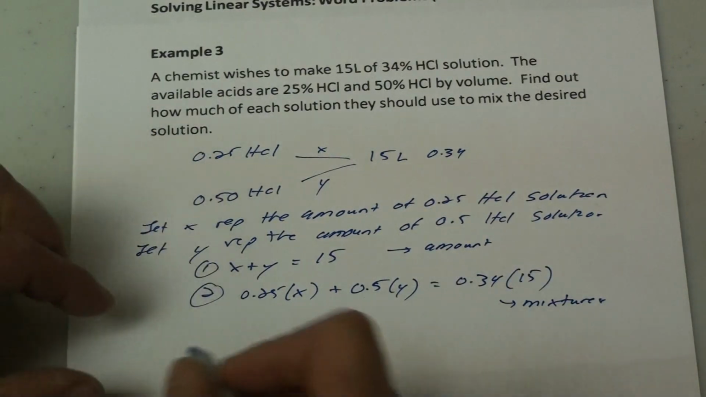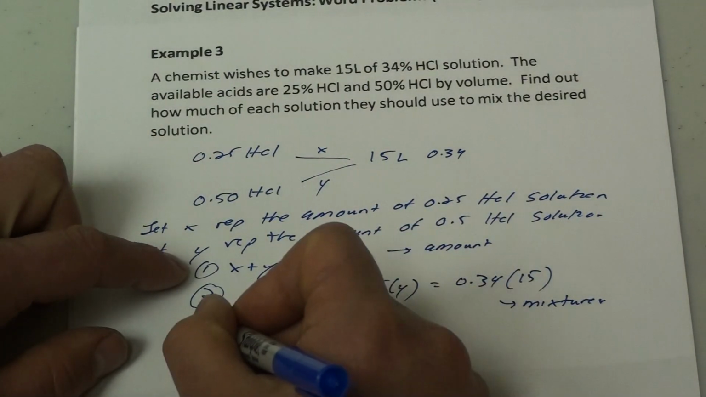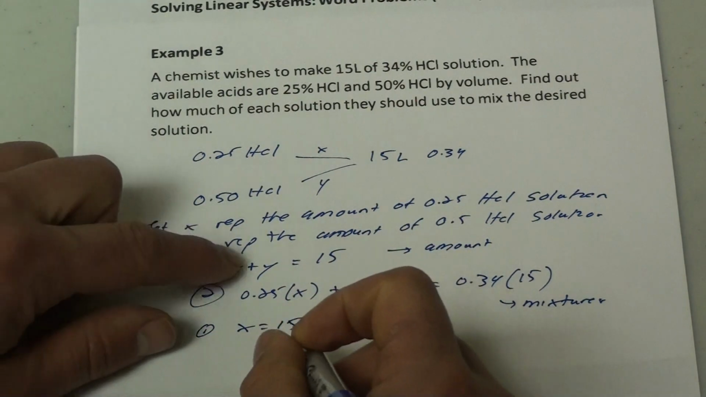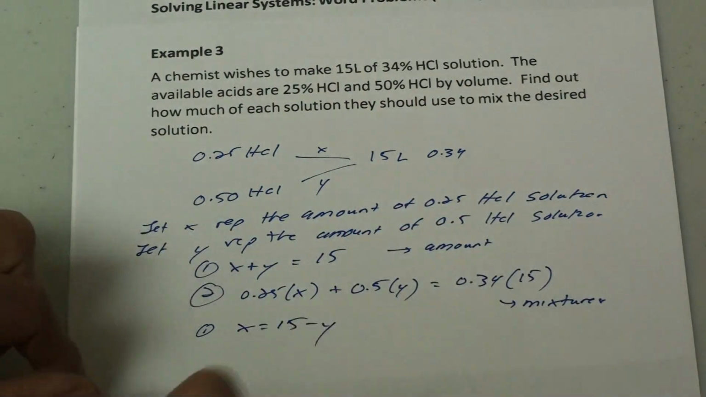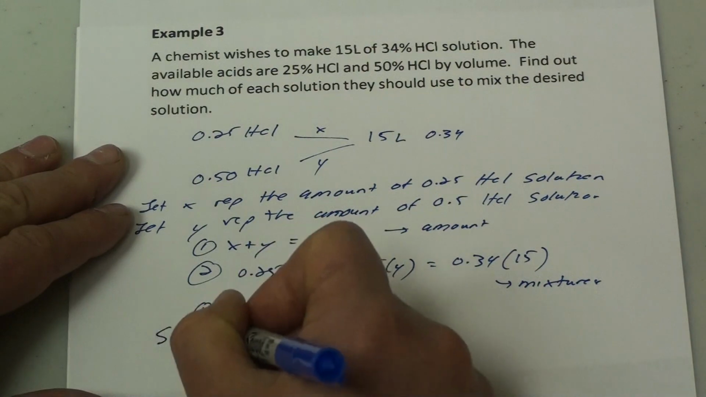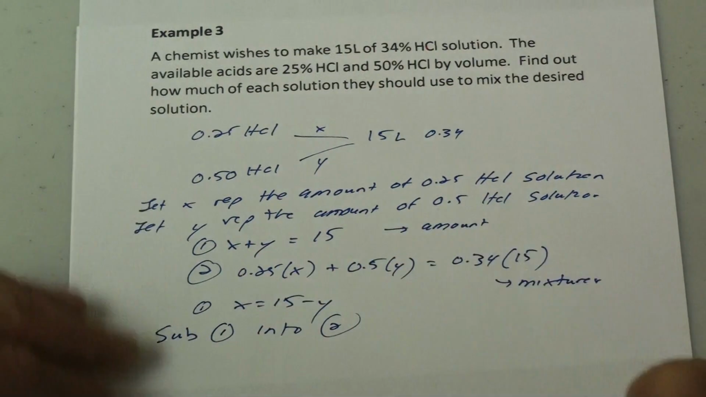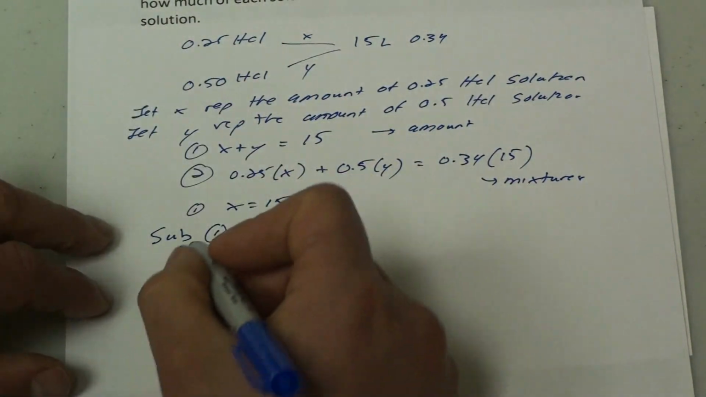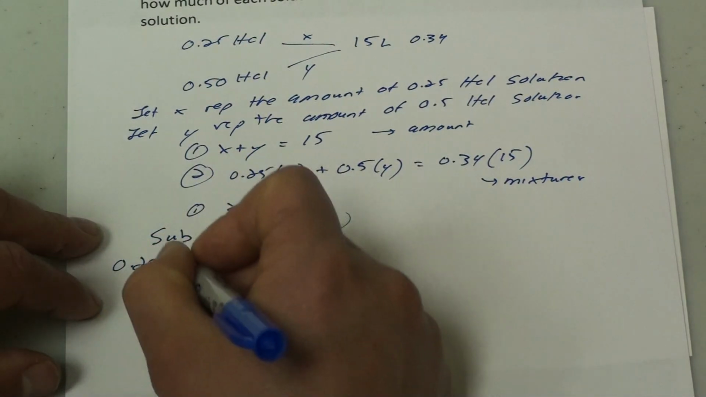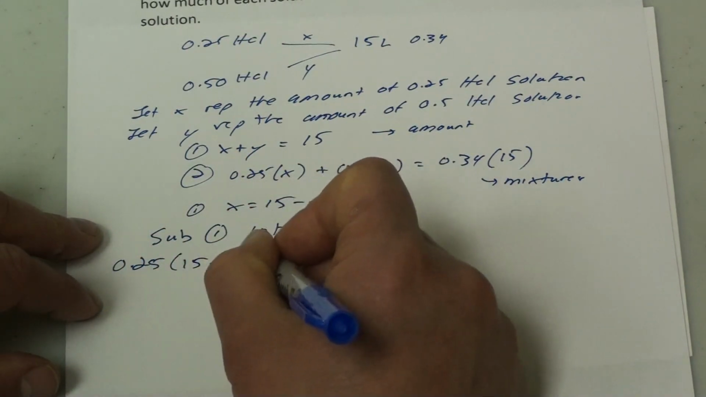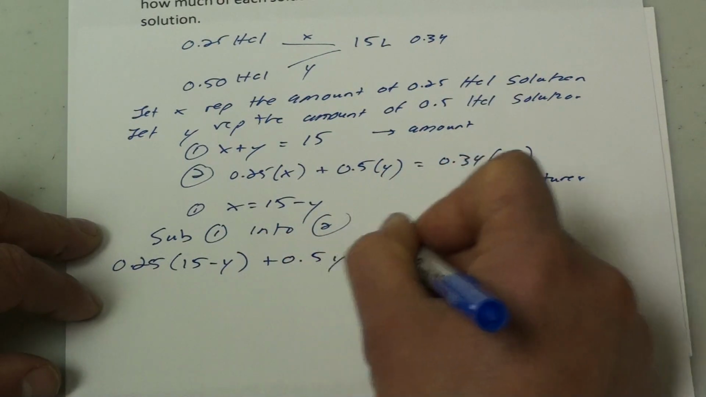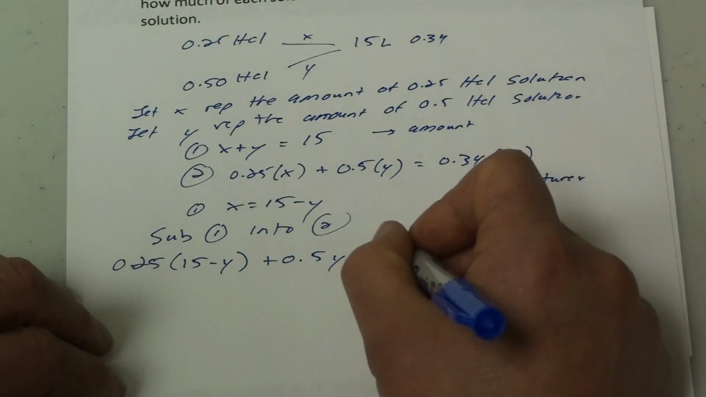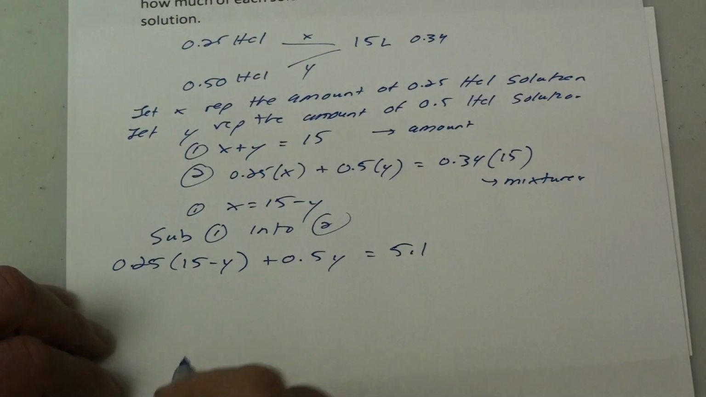Okay, so I'm going to take my equations. Let's take equation 1. Let's get a letter by itself. So equation 1 rearranged is going to be X equals 15 minus Y. We're subtracting Y from both sides. Now I have a letter by itself, and I can sub equation 1 into equation 2. So I'm going to put my equation 1 of X equals into where the X is in my second equation. So I have 0.25 times 15 minus Y plus 0.5 times Y equals, and I have 0.34 times 15 equals 5.1. So I multiplied those two together.